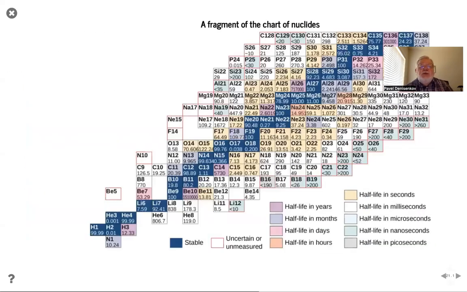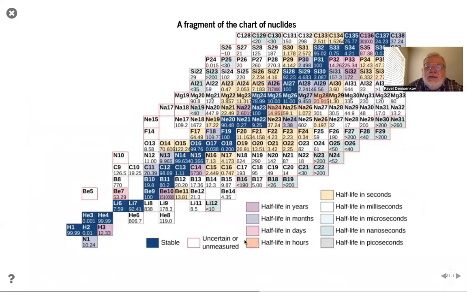Okay, so now this should be familiar for most of you. This is just a fragment of the so-called chart of nuclides, right? Usually horizontally from left to right, we plot neutron number. So neutron number increases from left to right, and vertically we usually plot the proton number, or the charge of the isotope, and the proton number increases from bottom to top.